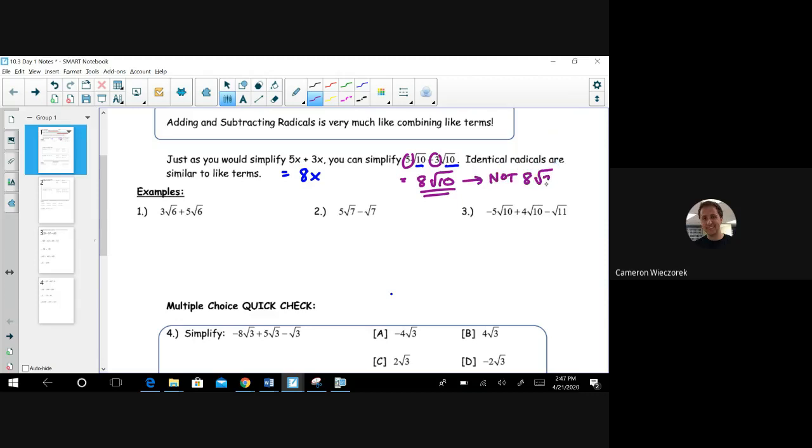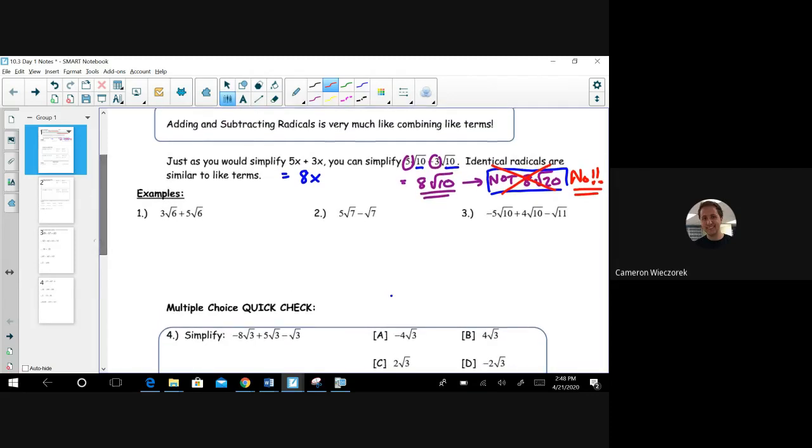I did not add the insides of the radicals. I only added the coefficients out front. So I'd put a big box around this and then put a big X through it. If you have a red pen, red is great. And put no. Go back to that office clip if you want to remind yourself, what do I do if you do 8 rad 20? No, no, please, no.